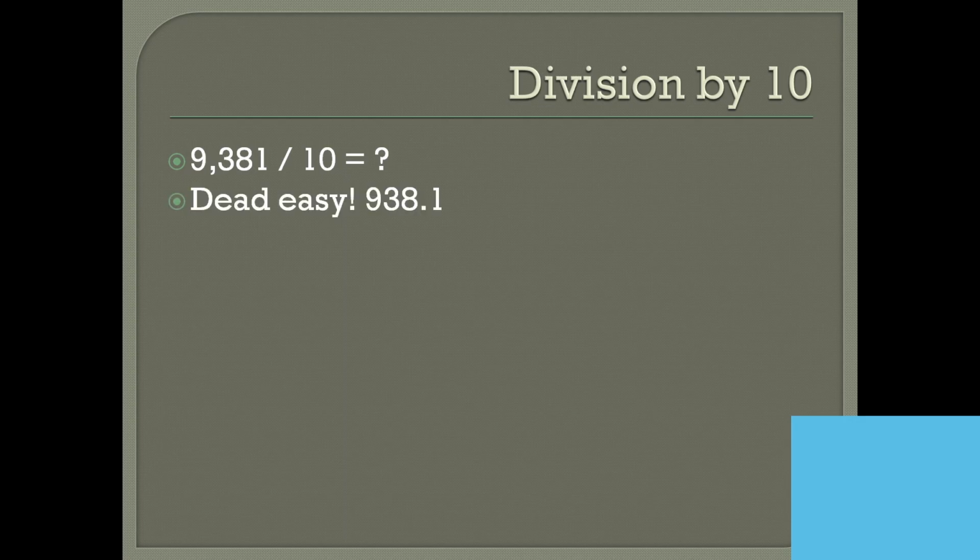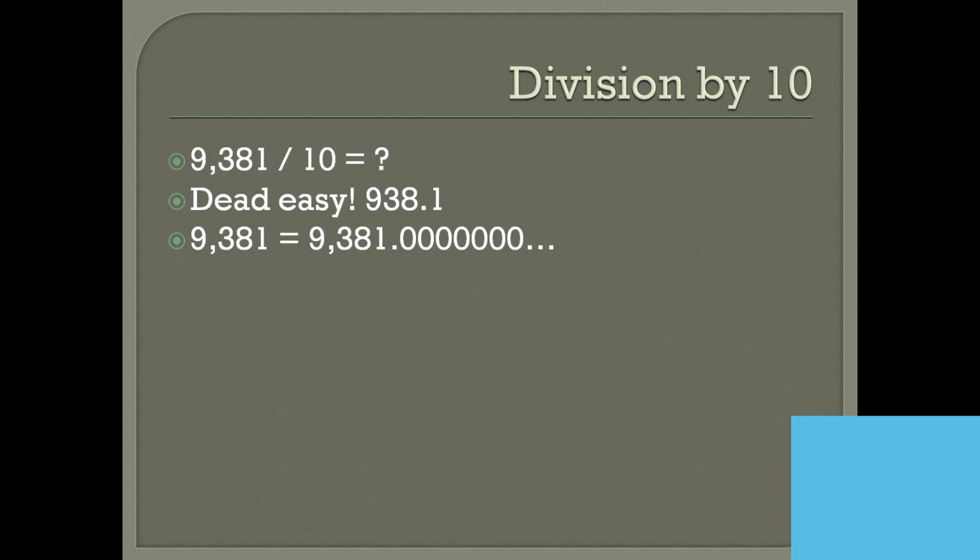But consider first dividing by 10 instead of 9. When you divide by 10, it's very, very easy, isn't it? If I asked you, clear out of the blue, what is 9,381 divided by 10, you would instantly be able to say it's 938.1. Why? Because all you do is move the decimal point over.